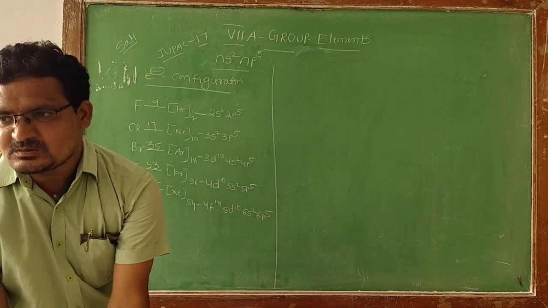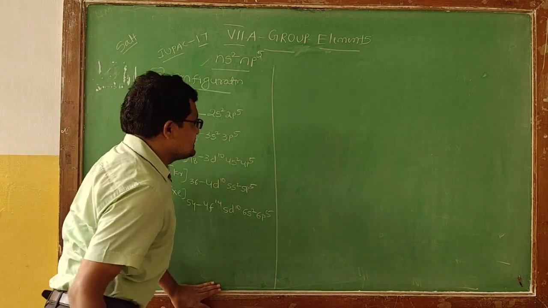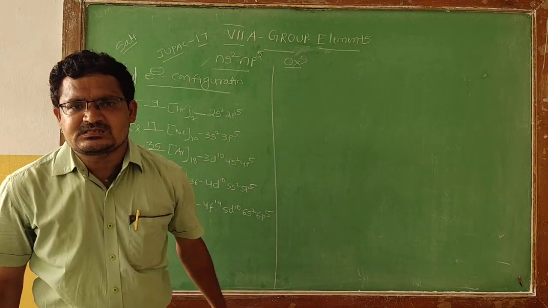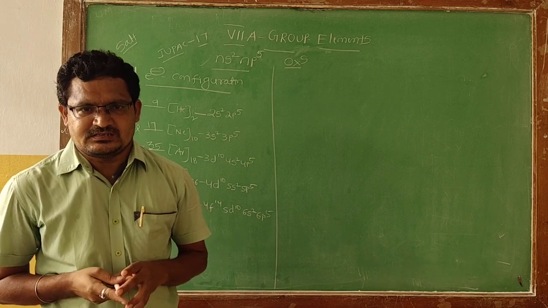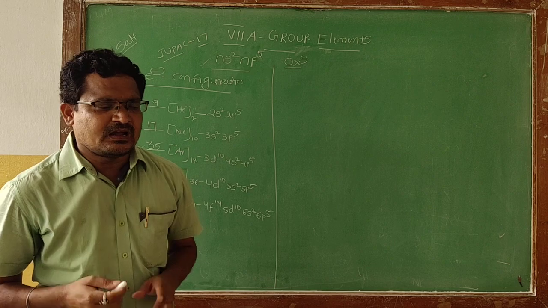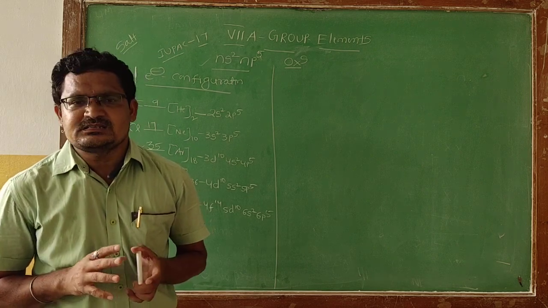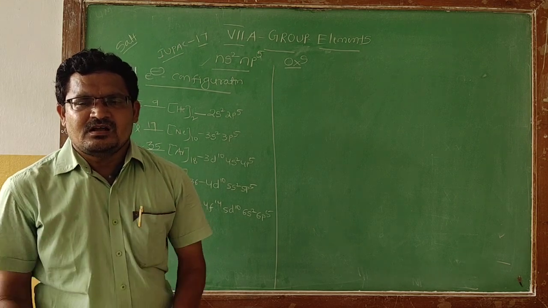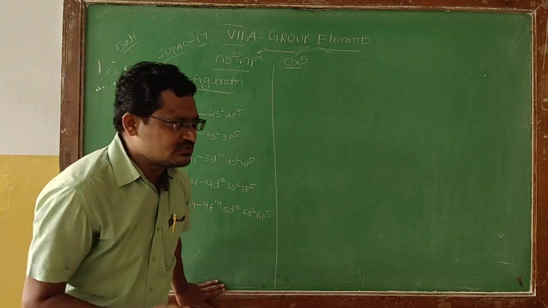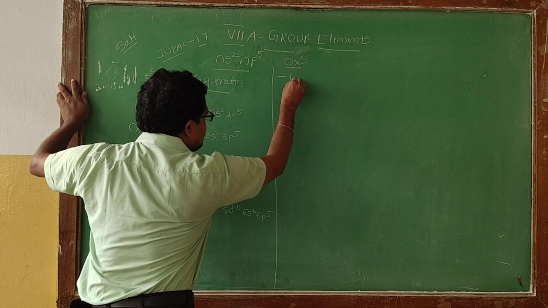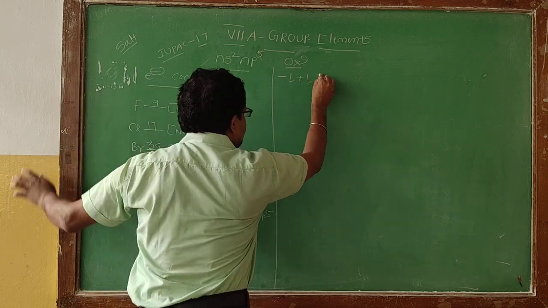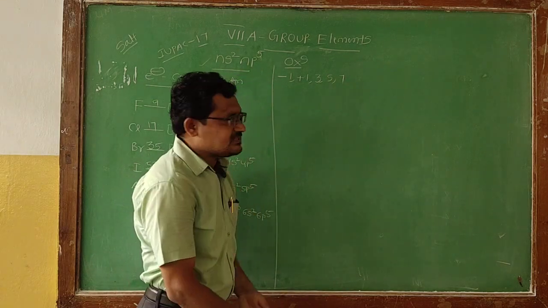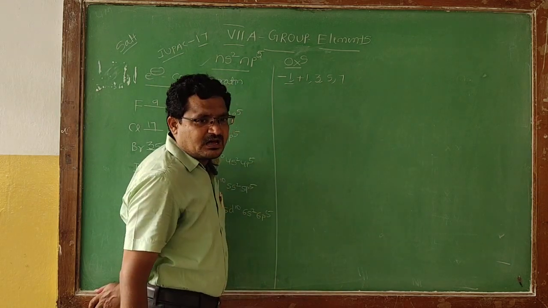Now next we discuss oxidation state. Here, the 7th group element oxidation states depend upon electronic configuration. The 7th group element oxidation states are -1, +1, +3, +5, +7. Here -1 is called the common oxidation state.